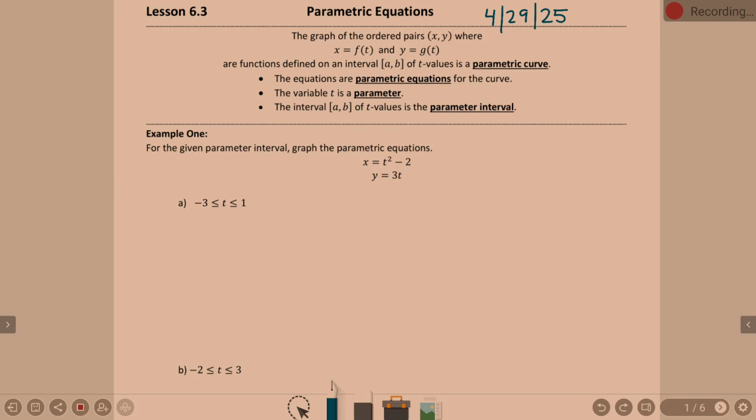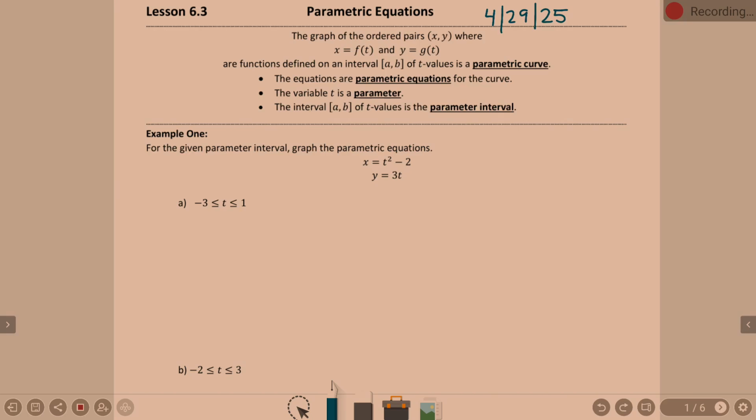But with parametric equations, x and y are defined in other functions, and there's this t value, which is your parameter. And when you have this, it's done on a specific interval usually. The equations are called parametric equations for the curve. The extra variable t is what we call the parameter. And then the interval of a to b of t values is the parameter interval. And that defines how far we go on the equation, which will make a little bit more sense after we graph a couple of these.